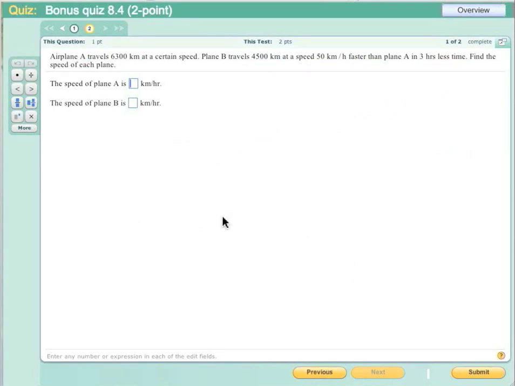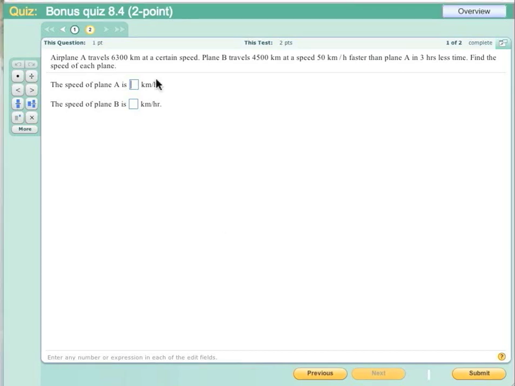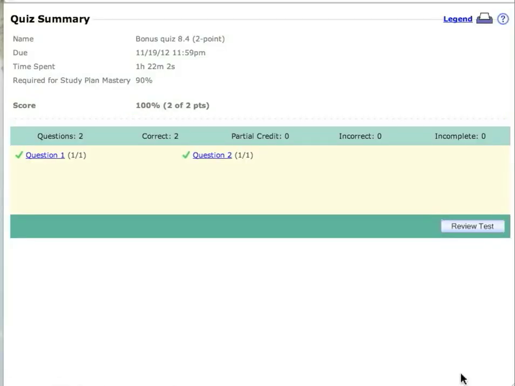Extraordinarily difficult problem. Like I said, these are top of the food chain in terms of all of the math class word problems. You won't find anything more difficult than this. Plane A travels at 700 kilometers per hour. Plane B, 750 kilometers per hour. And let us do a submit. And as you can see, we've got them both correct.